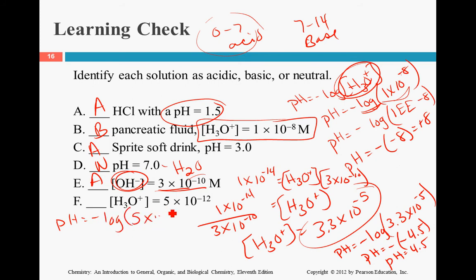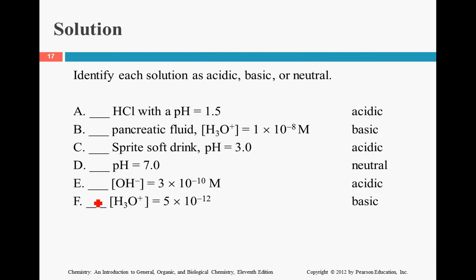5 times 10 to the negative 12. So you're going to put 5, second function EE, negative 12, into your calculator. That comes out to be negative 11.3, which is 11.3, which is then in the basic range. Sometimes it can get kind of complicated, but notice it's the same steps every single time. And those are answers again.